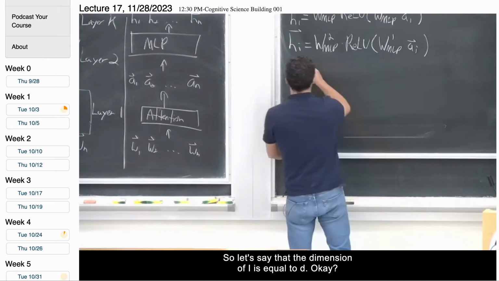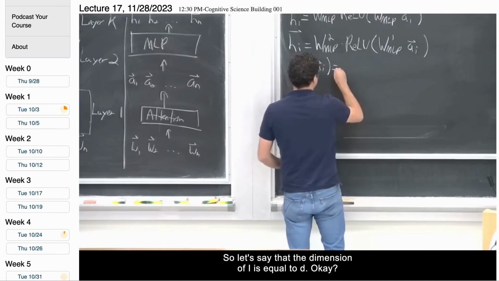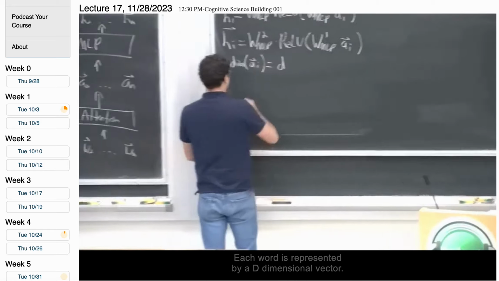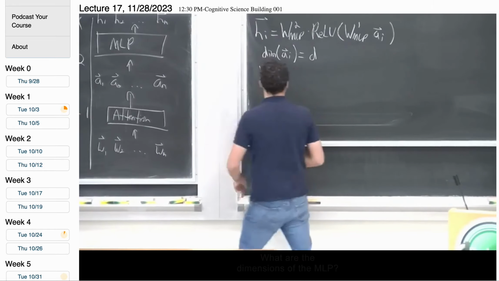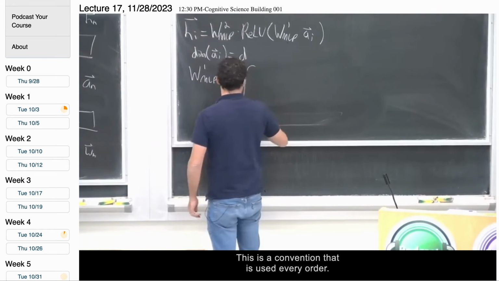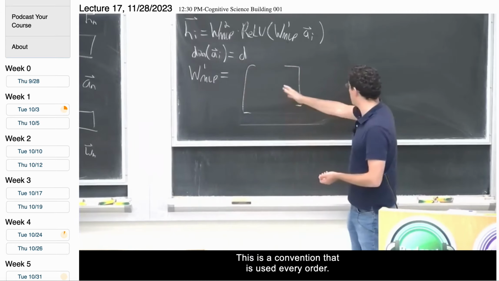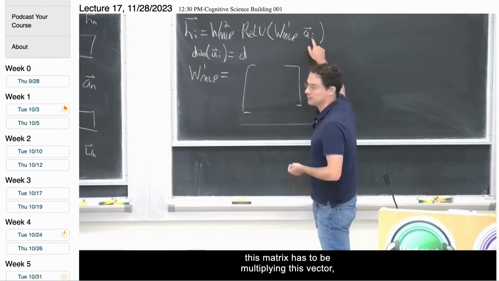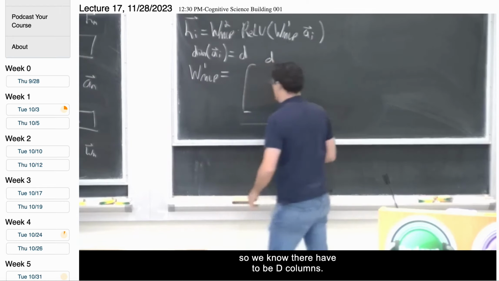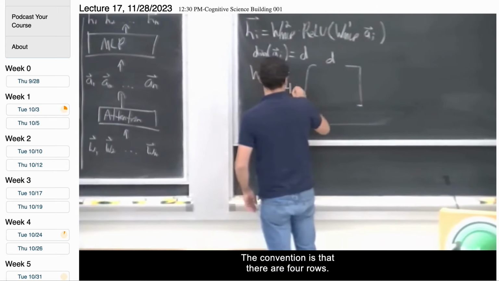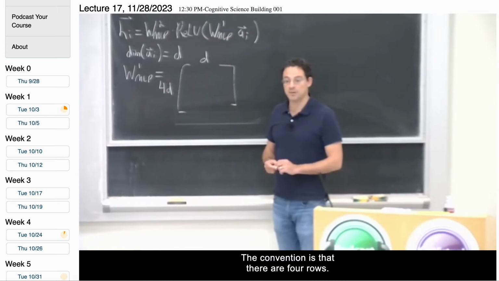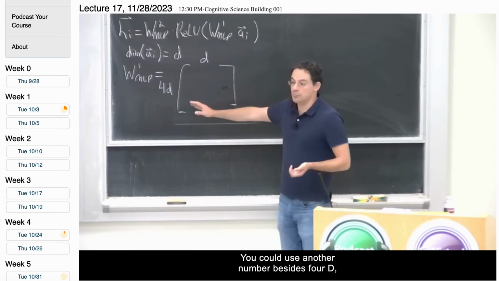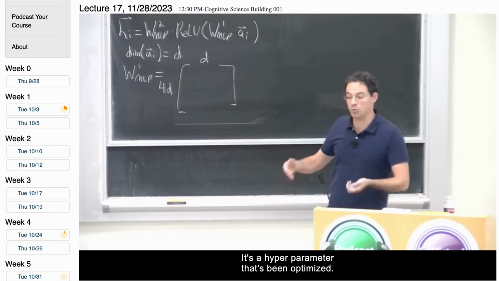Okay. So let's look at this MLP here. Let's say that the dimension of A_i is equal to d. So we have d-dimensional vectors. Each word is represented by a d-dimensional vector. What are the dimensions of the MLP? This is a convention that is used everywhere. Well, we know how many columns this matrix has. It has d, because this matrix has to be multiplying this vector. So there have to be d columns. And the convention is that there are 4d rows. So this is a huge matrix. You could use another number besides 4d, but this is what all models use. It's a hyperparameter that's been optimized.